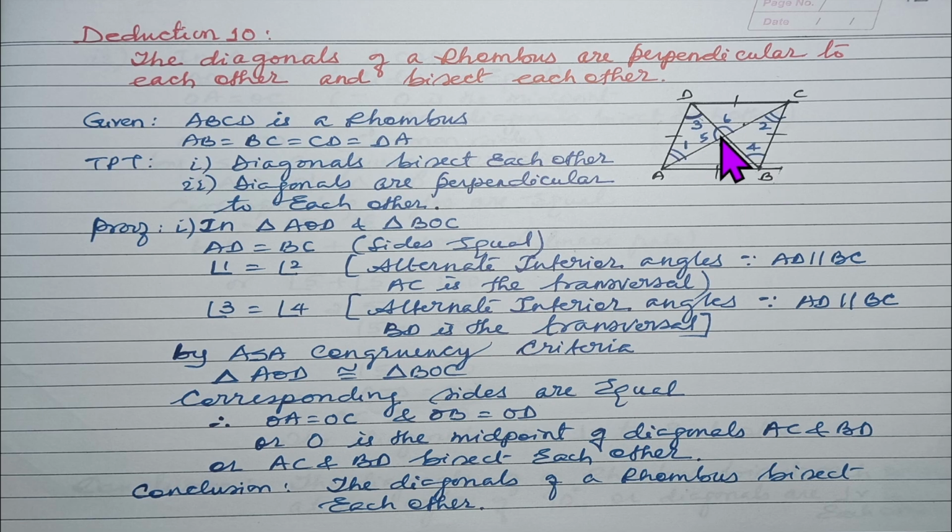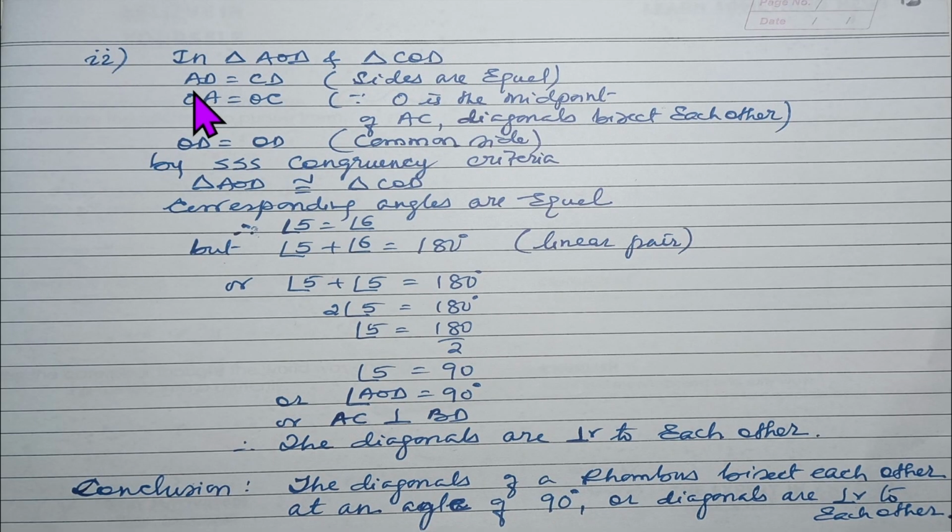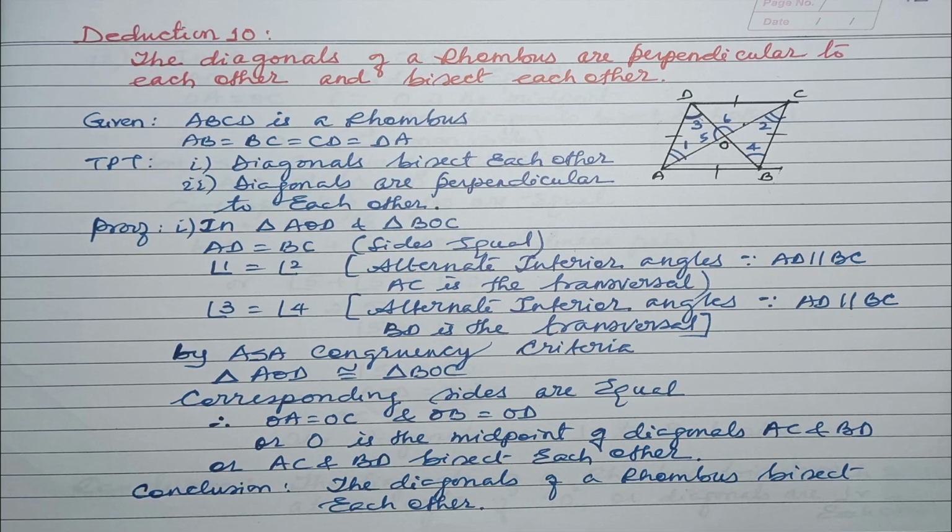Now the second part is we have to prove that the two diagonals are perpendicular to each other. So let us see how to do that. So let us go further. Now I have taken two triangles here, AOD and COD. In these two triangles, if you observe very carefully, OA is equal to OC, which we have just proved, and OD is common to both the triangles, and AD and CD are equal, that is, the sides of the rhombus are equal. Therefore by SSS congruency criteria, these two triangles are congruent.